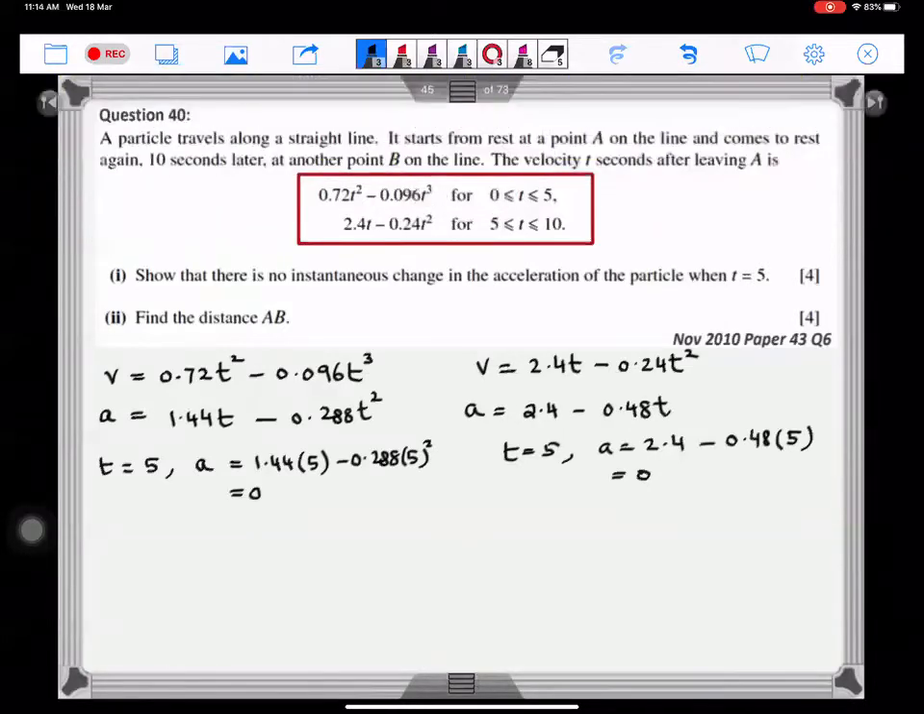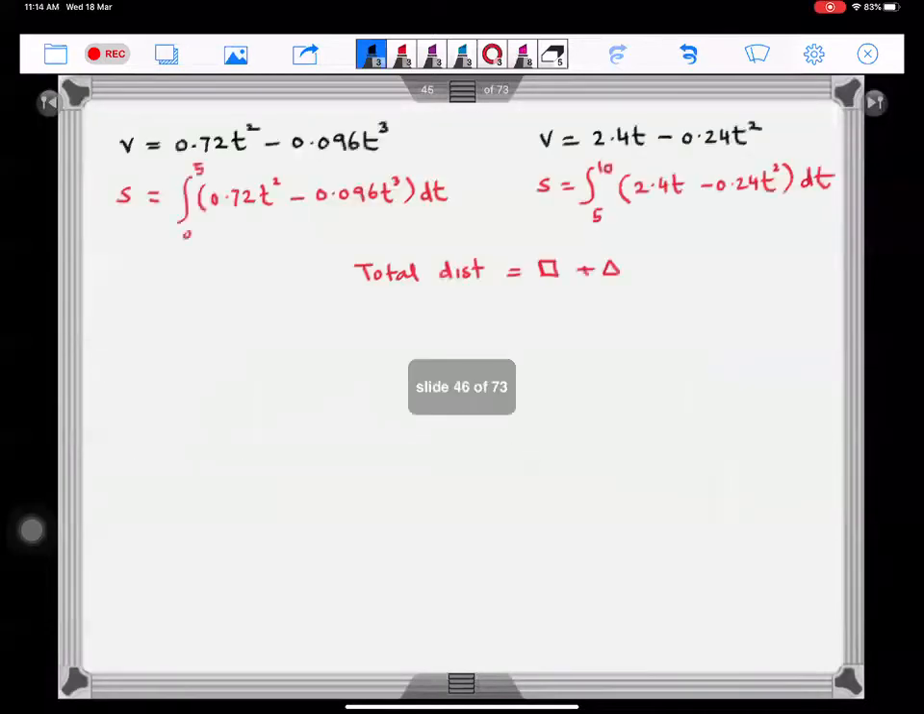For the second part, it's asking for the distance AB. It's not asking for the displacement equation, it's asking for the distance AB. What should we do? Think. Can I simply integrate the first velocity equation between 0 and 5, and integrate the second velocity equation between 5 and 10? I'll get two values of distances. I'll add them up. I'll get the total distance covered, which is actually the distance AB. Right? Let's move on.